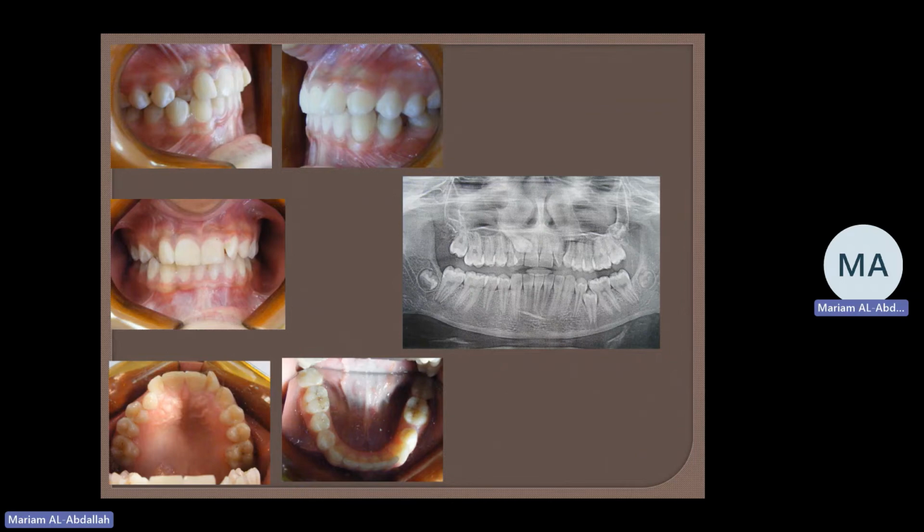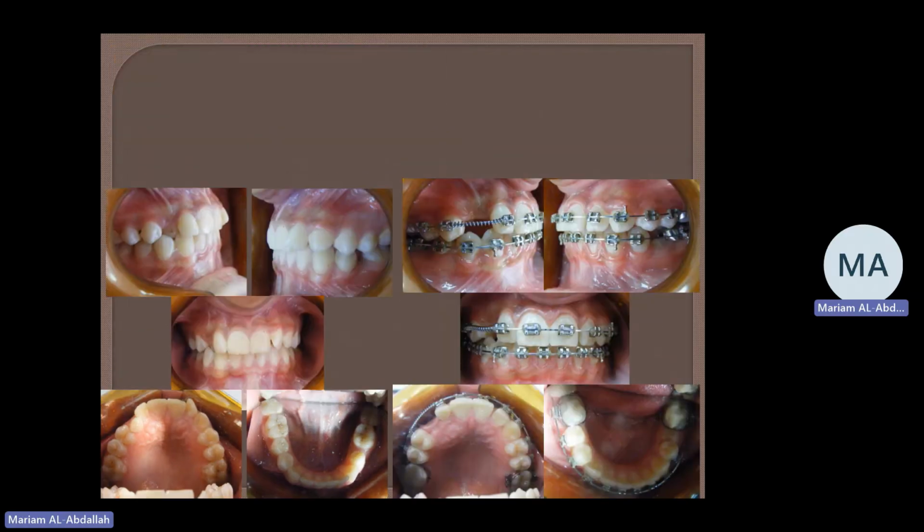And then we wait for the eruption of the canine. And again, this case that came with severe impaction could have been converted to a case with a simple malocclusion that could be treated within 9 months to 1 year. But this patient needed an extensive orthodontic treatment.